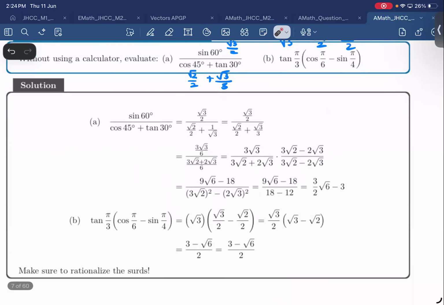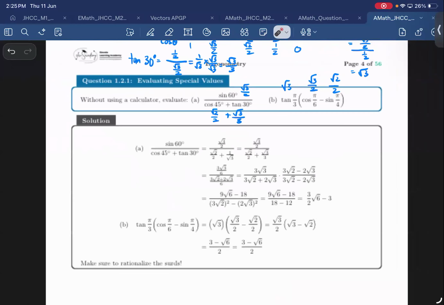So always try to rationalize. When you can rationalize, you should rationalize. Rationalize meaning if you have a surd in the denominator, you multiply the top and the bottom by the conjugate. Any questions?